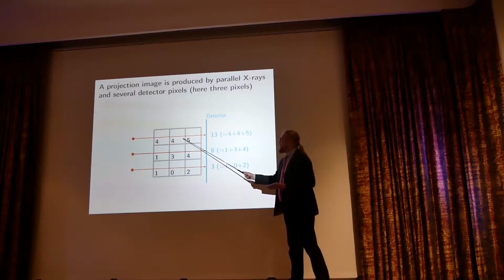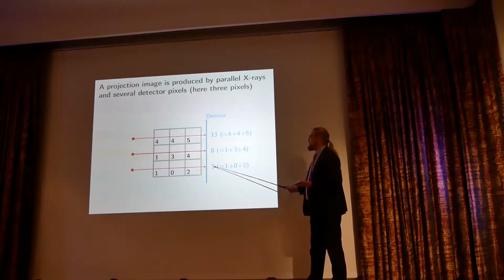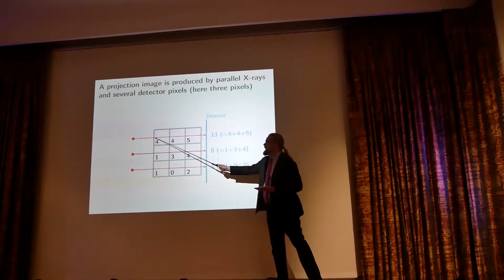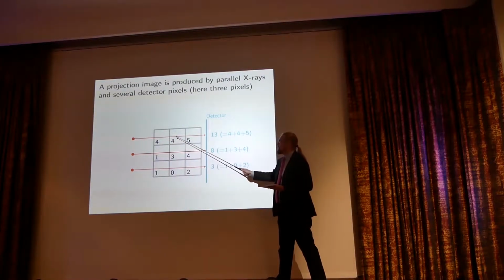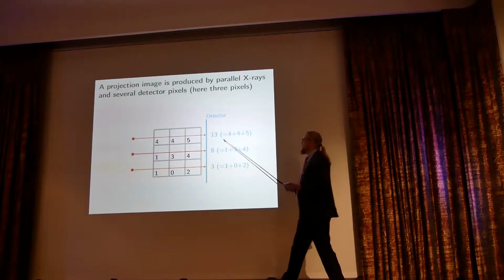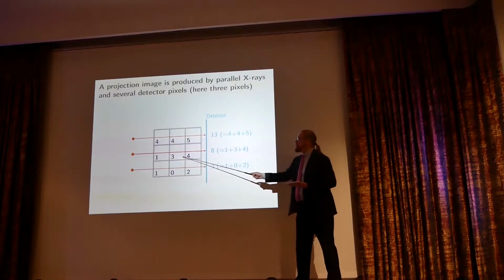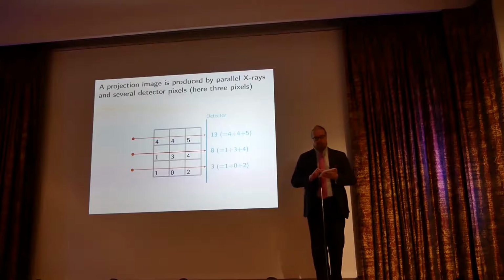And after calibration, our readings at our X-ray detector can be interpreted as if we think that the length inside this small square is 1, so we have 1 times 4 plus 1 times 4 plus 1 times 5. So we can interpret these numbers as row sums of this array of attenuation values.